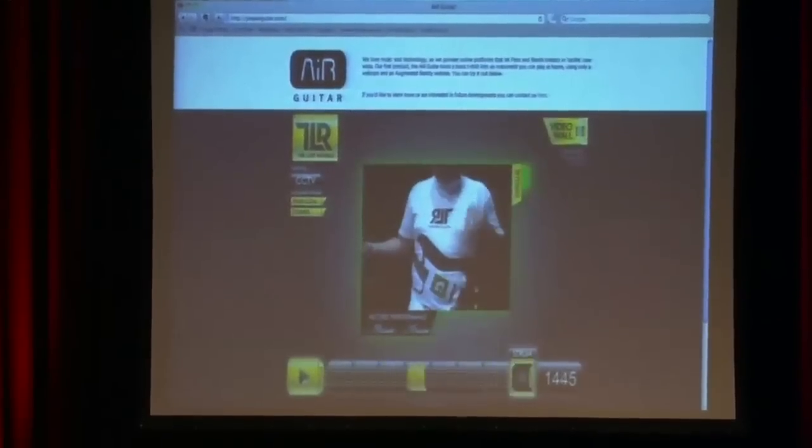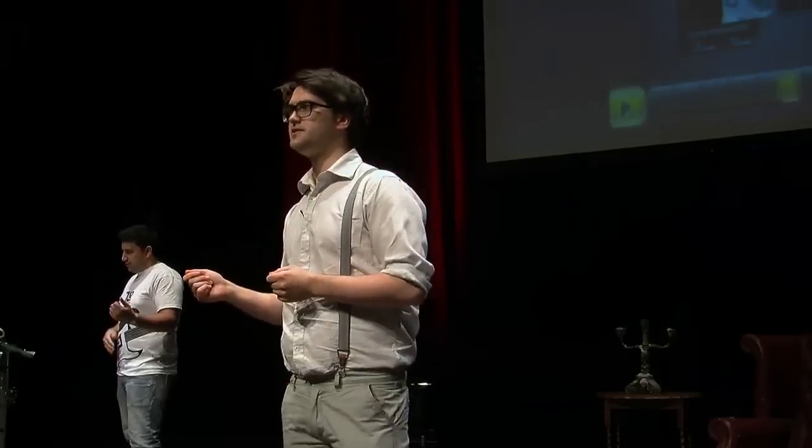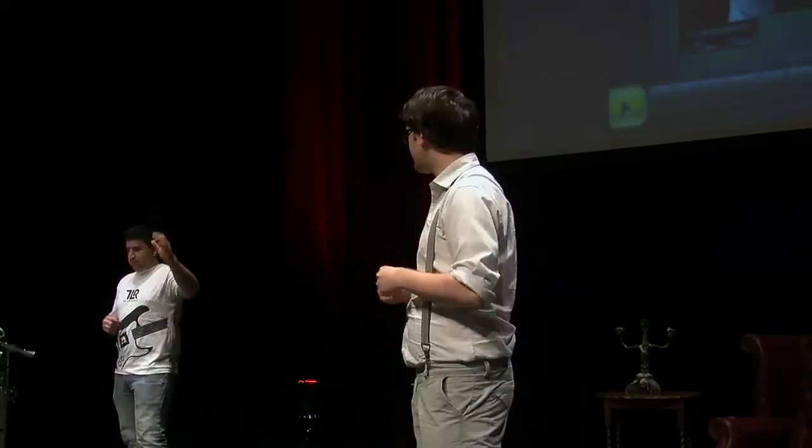And then we look at something like this, and we take it out into the real world, and you can print an interface. You can print it off your computer at home, and then arrange it how you want, and the computers will recognize it.